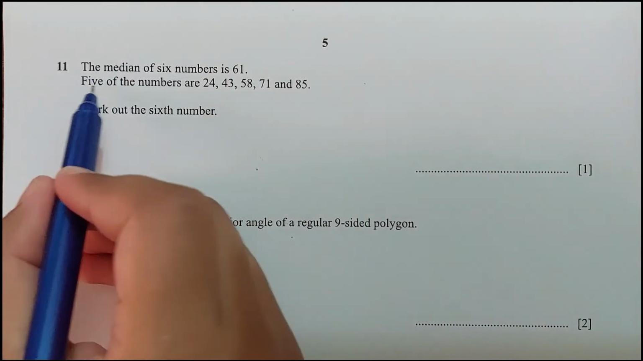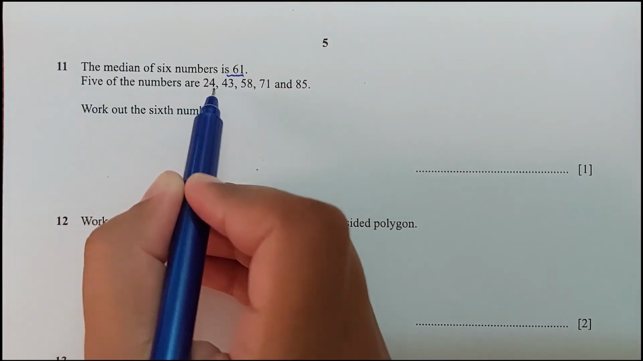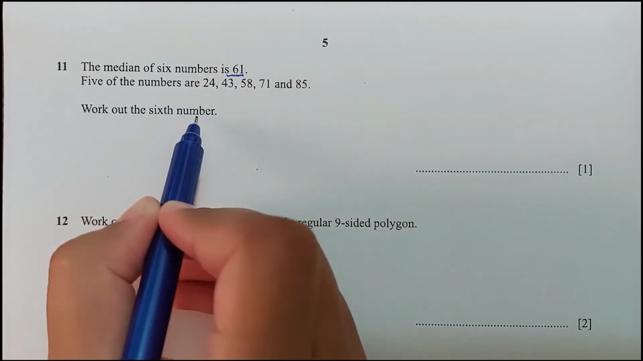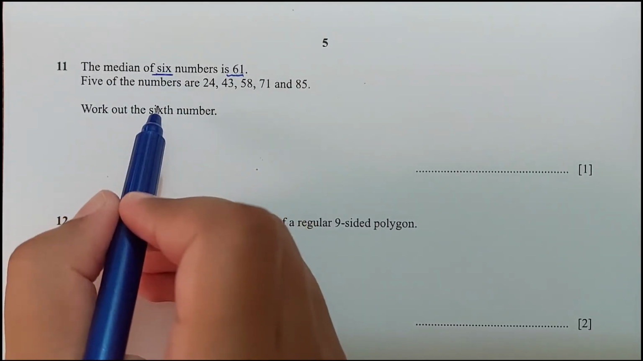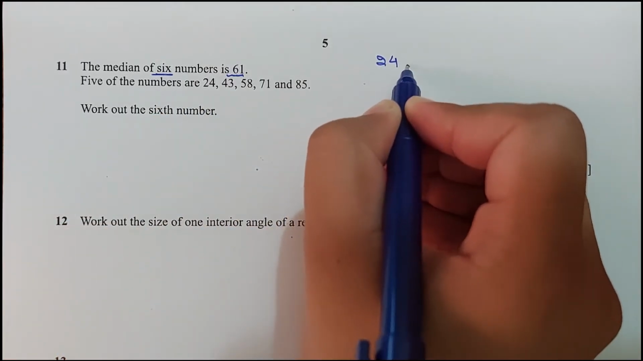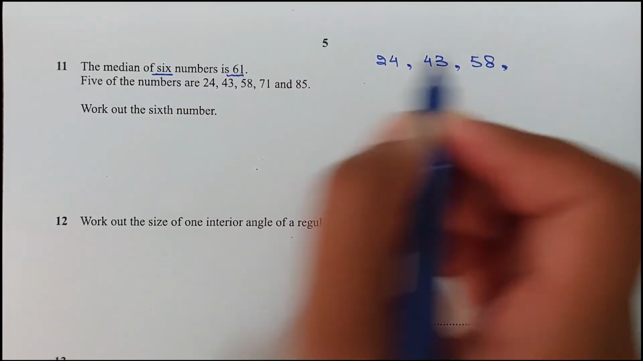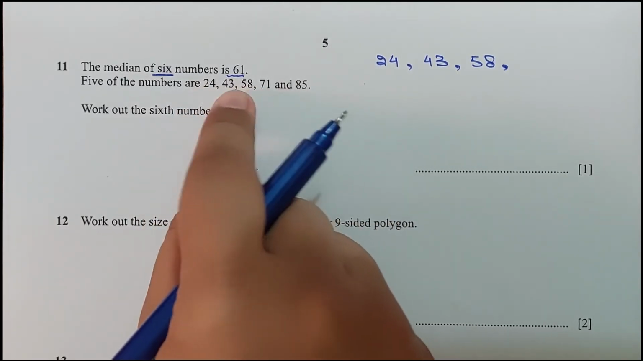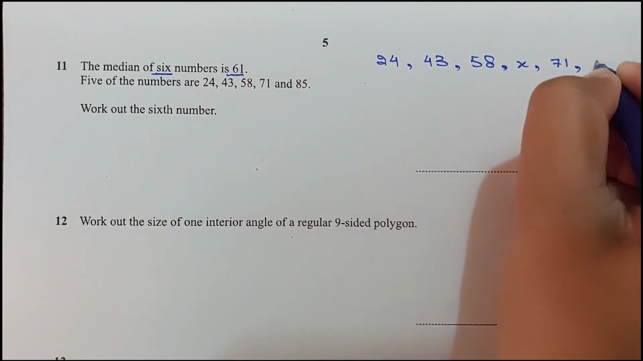Question number 11. The median of 6 numbers is 61. 5 of the numbers are 24, 43, 58, 71 and 85. Work out the 6th number. Okay, so the median of an even number of values, 6 is an even number, so we have to find the average of the two middle numbers. So we have the numbers 24, 43, 58, and the middle numbers are 58 and some x, let's say x, and then 71 and 85.